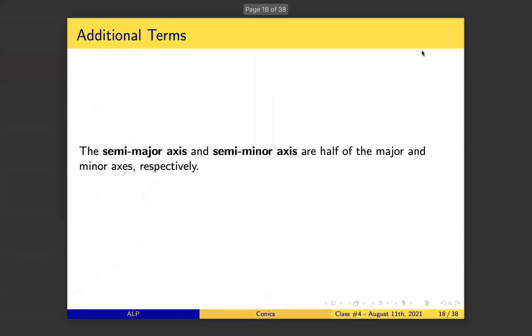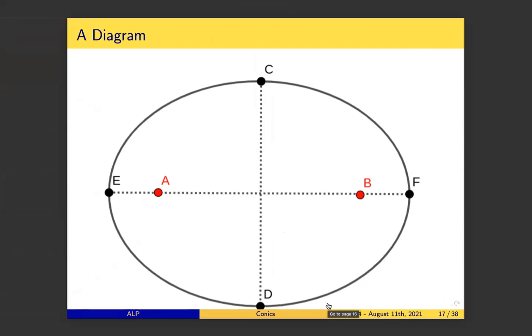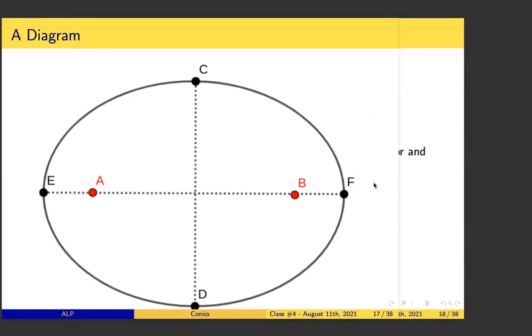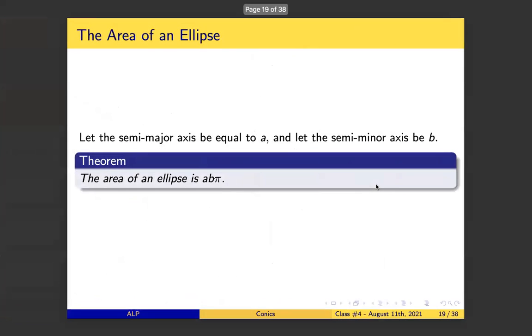All right, the semi-major axis and the semi-minor axis are half of the major and minor axis, respectively. So if you were to cut EF in half, you would get the semi-major axis. And if you were to cut CD in half, you would get the semi-minor axis. And now we're going to move on to a few properties.